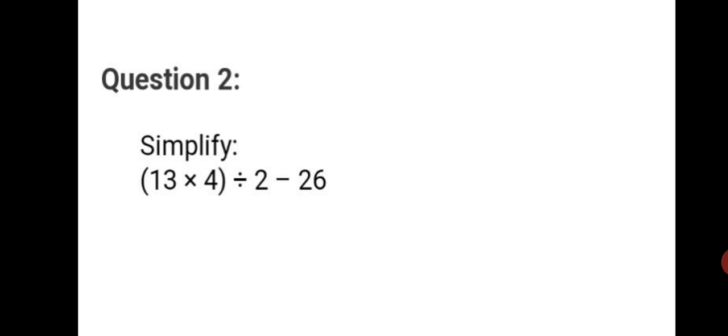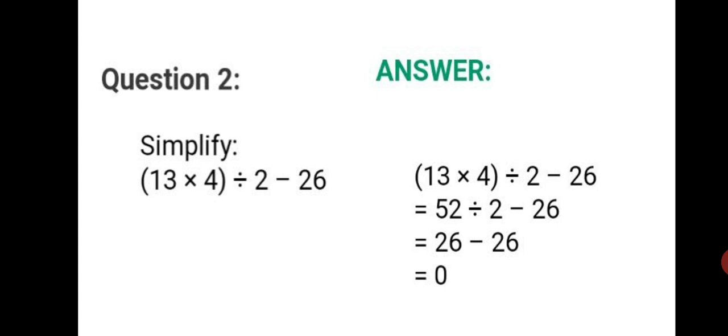Simplify. 13 into 4 is in bracket. Divide by 2 minus 26. So as per the rule, brackets have to be solved first. So let's see the answer. 13 into 4 divided by 2 minus 26. 13 into 4 we solve first, we get 52, and the remaining part of the expression copy down as it is. 52 divided by 2 minus 26 is your first step.